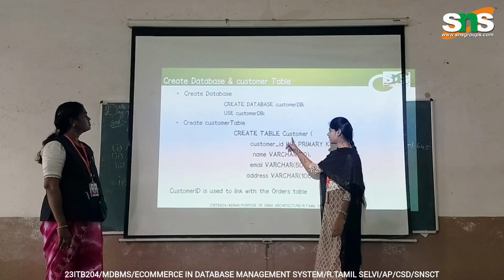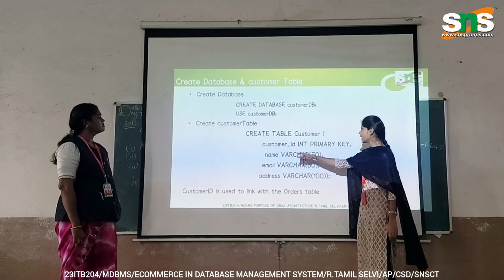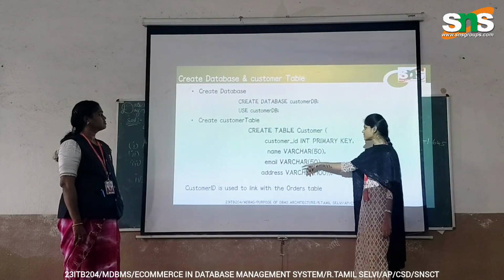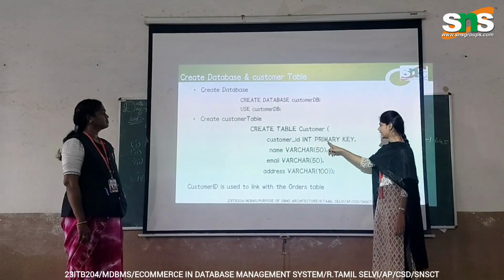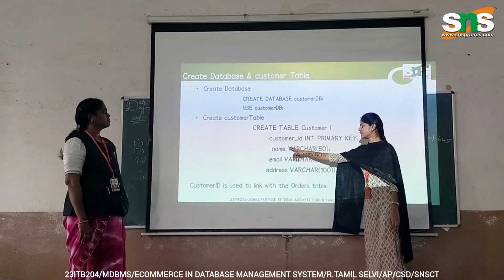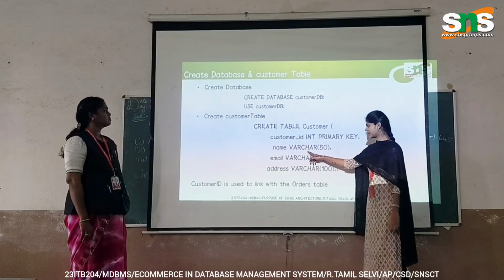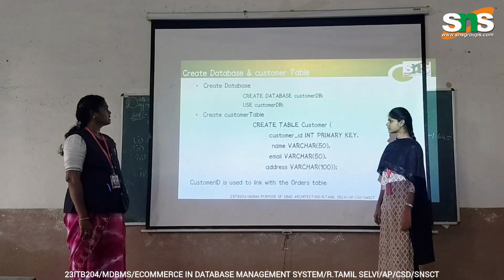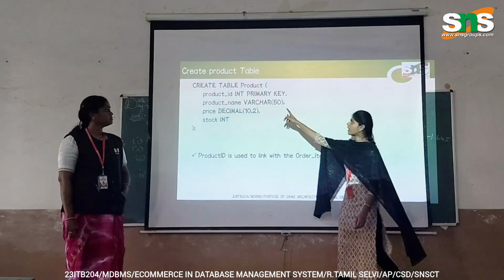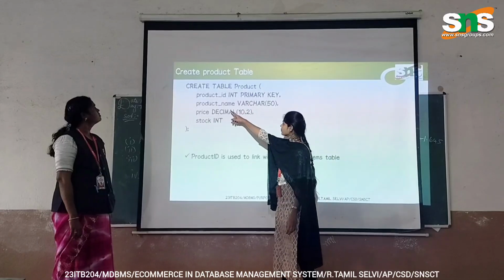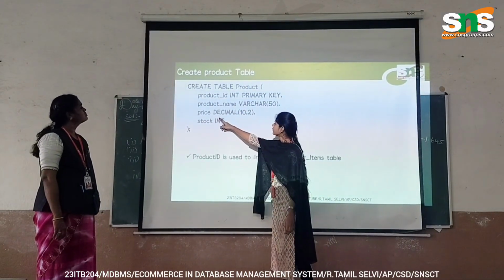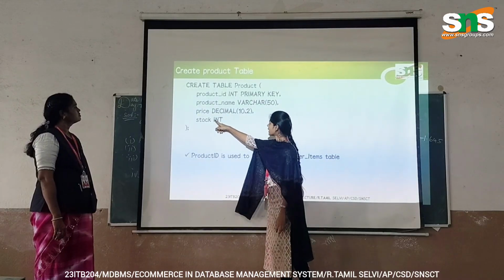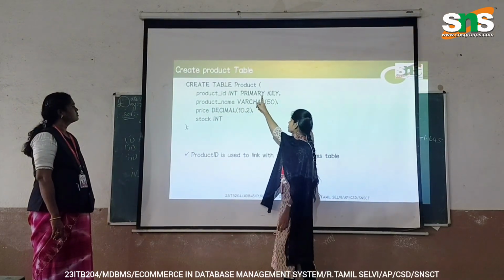Now I am going to explain the queries for creating tables. For creating the customer table, we are using the create table query, and inside it customer ID, name, email, and address are the attributes. Customer ID is declared as the primary key, and name has data type varchar, email also varchar, and address also varchar. Next, the product table. For the product table, the attributes are product ID, product name, price, and stock. Here price data type is decimal, stock data type is int, and product ID is the primary key.